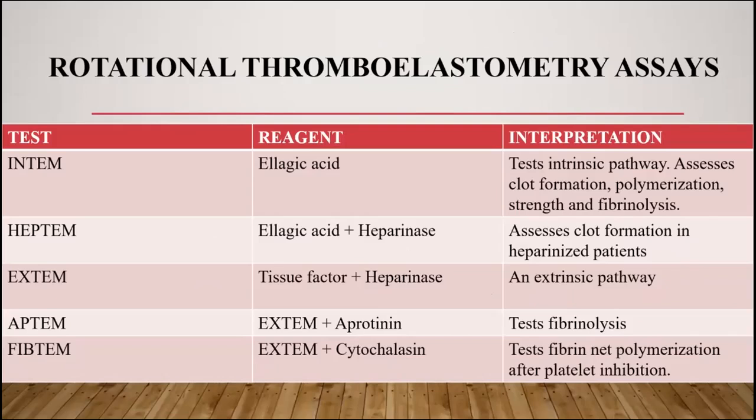The names are namely the INTEM, HEPTEM, EXTEM, APTEM and FIBTEM. As the name suggests, INTEM interprets the intrinsic pathway. HEPTEM has got heparinase in it, so it can be used for assessing clot formation in heparinized patient's blood. EXTEM will assess the extrinsic pathway. FIBTEM will be used for testing the fibrin.